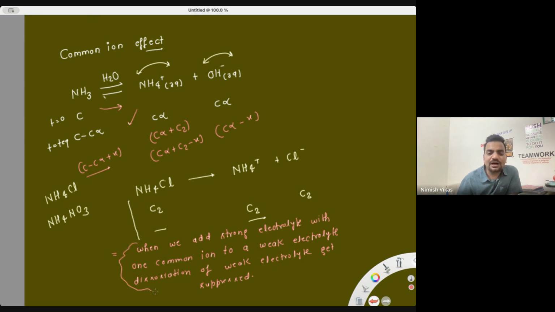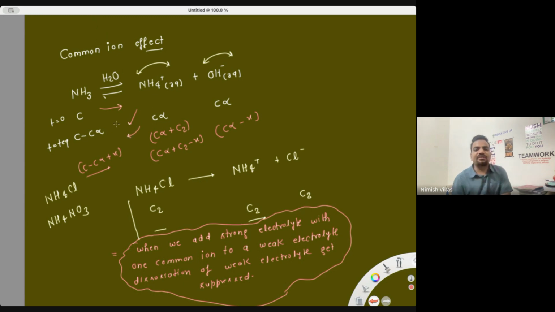Ammonia was hardly getting dissociated. Now, when you use another source of ammonium, this will again make the reaction go backward. This is called common ion effect. Common ion effect is basically an application of Le Chatelier's principle. Le Chatelier's principle says that if you add product in the equilibrium mixture, equilibrium will be shifted to the left-hand side.